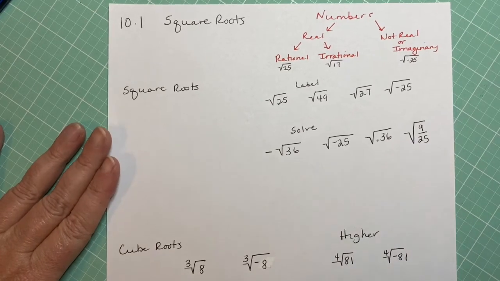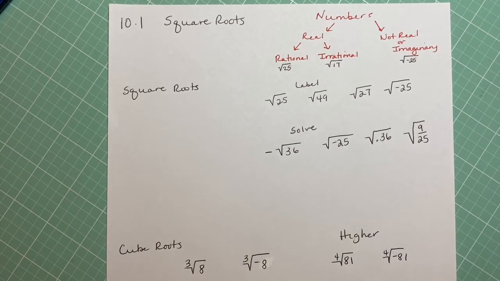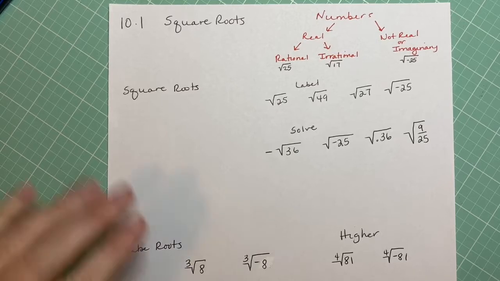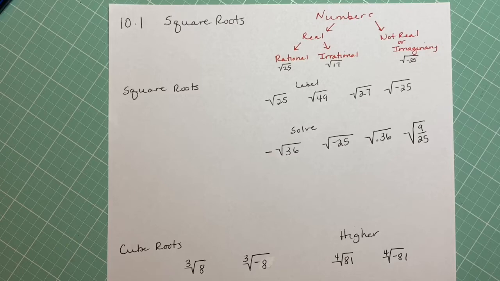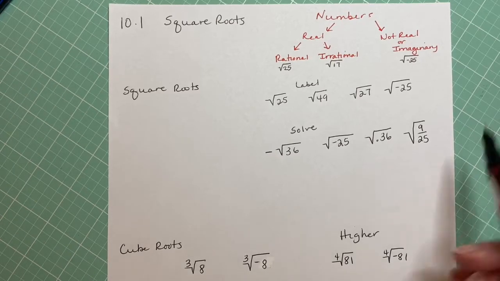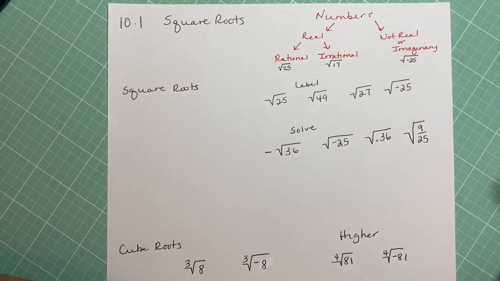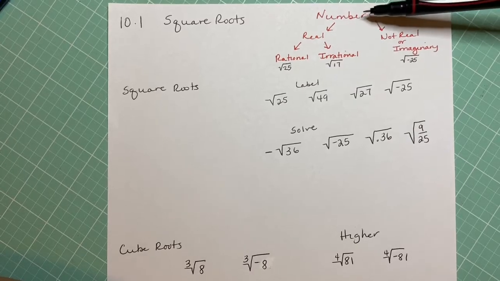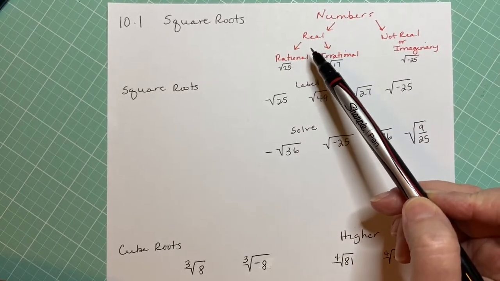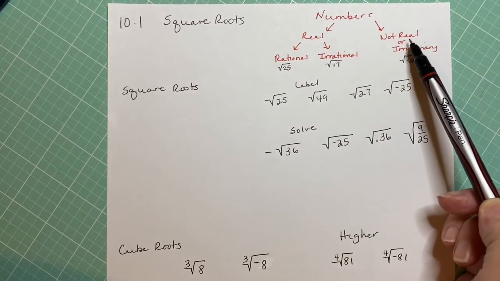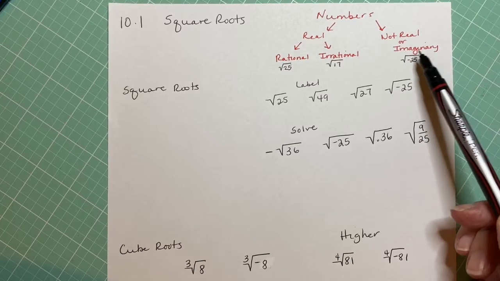Okay, let's look at 10.1, which is square root and higher order roots like cube roots and higher than that. But before we actually look at the problems, I want to look at where this comes from. You might have seen this little chart before, but we start with the group of all numbers in the world, and then they are split up into two types. You either have real numbers or not real numbers, which are also called imaginary.